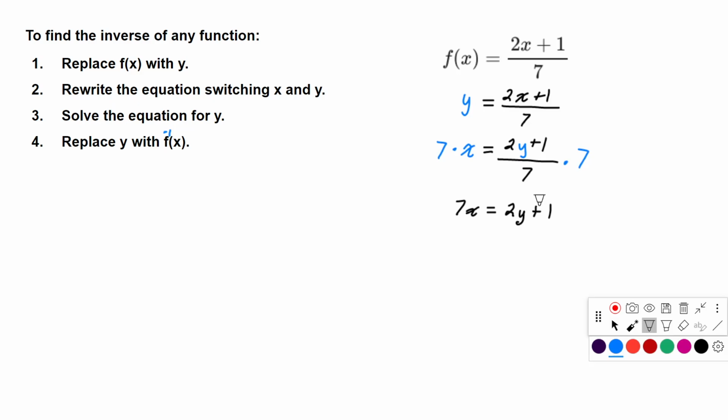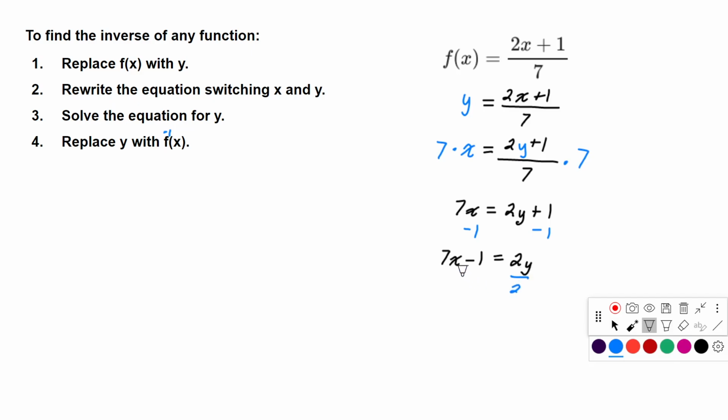We're going to do the inverse of plus 1, which is minus 1, on each side. Remember, what you do to one side of an equation, you have to do to the other. So we are left with 7x minus 1 equals 2y. It is not 6x because 7x and 1 are not like terms.